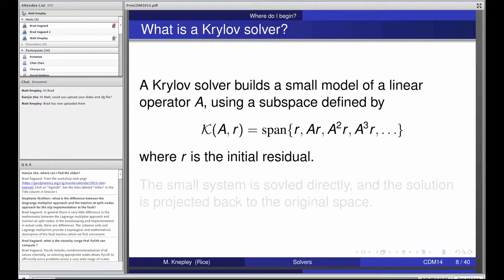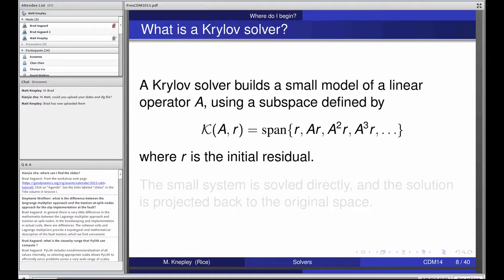Others of you may know the term model reduction. Model reduction is exactly the same thing as a Krylov solver. Here's how it works. You have a large problem, and let's say this is a large linear problem, which can just be expressed as a matrix equation, AX equals B. You'd like a small version of this so that you can solve it, because the large version is too big to solve. So what do you do?